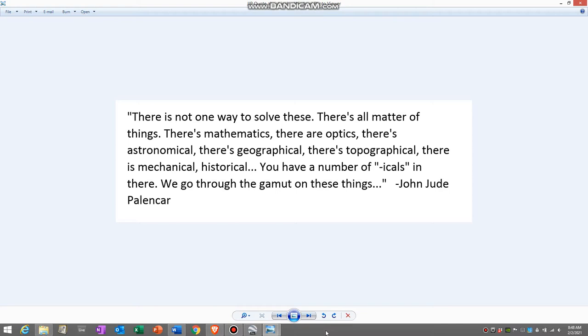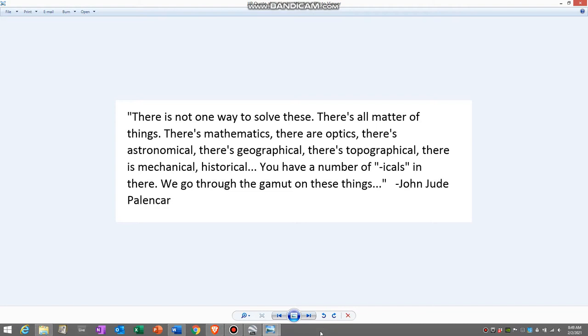He said, "There is not one way to solve these. There's all manner of things. There's mathematics. There are optics. There's astronomical. There's geographical. There's topographical. There's mechanical, historical. We have a number of 'icals' in there. We go through the gamut on these things." Essentially, I think what he was telling us is that within each puzzle, there could be more than one way to arrive. It also tells us that the puzzles are not going to be solved the same way. What worked in the first couple puzzles might not work in this puzzle and might not work in the next puzzle.